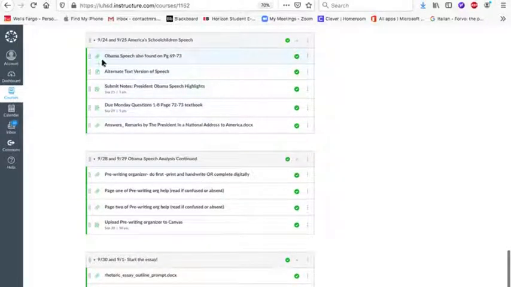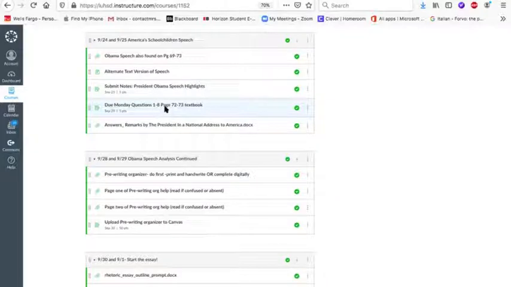The Obama speech is on page 69. The first thing you were supposed to do is read it and then do questions 1 through 8 on pages 72 and 73. If you have an IEP, you only had to do evens. If you don't, you have to do all of them. The questions are the first way you'll get some understanding of the speech overall. You can watch this speech on YouTube by typing in the title of the speech, but it's also in your book.